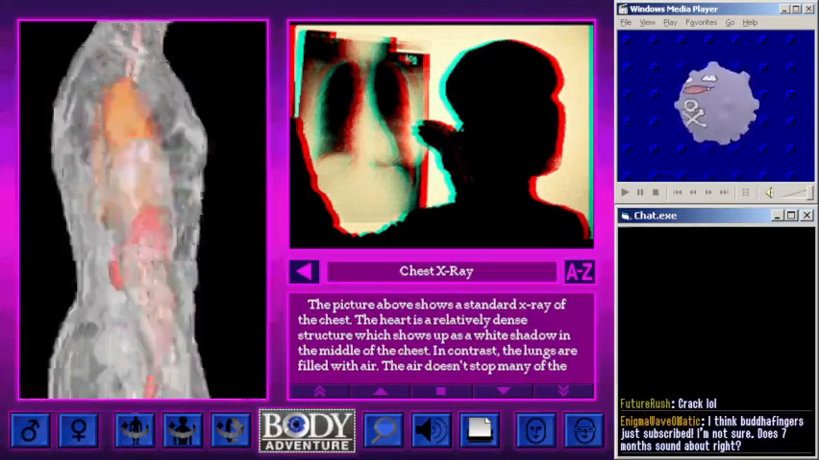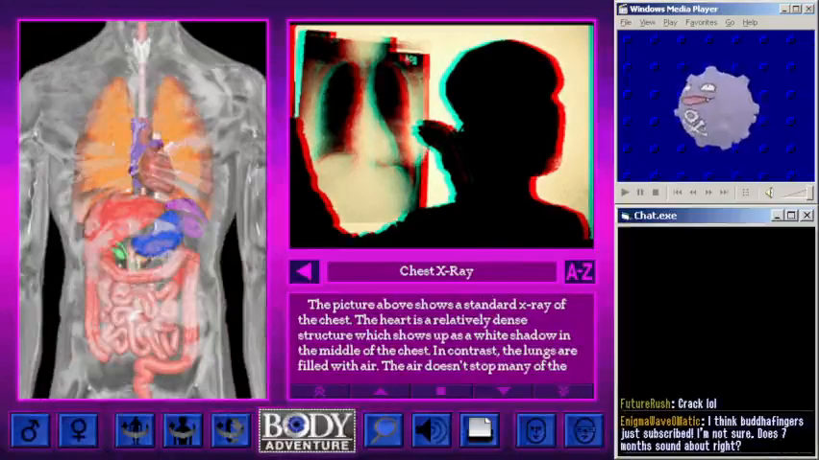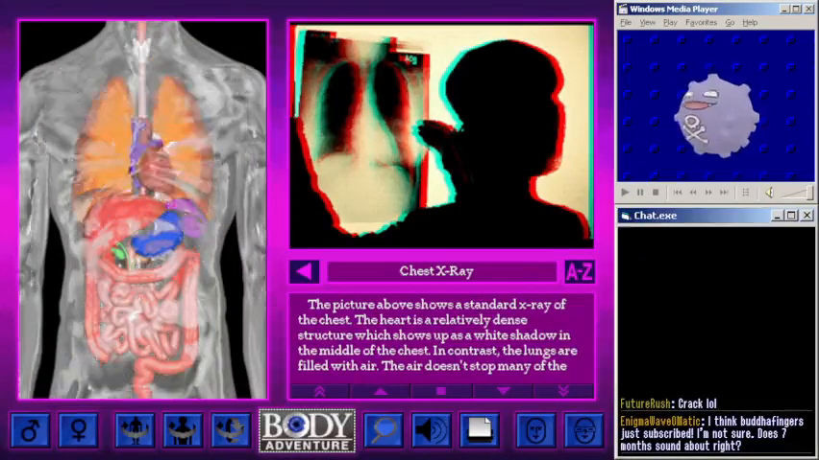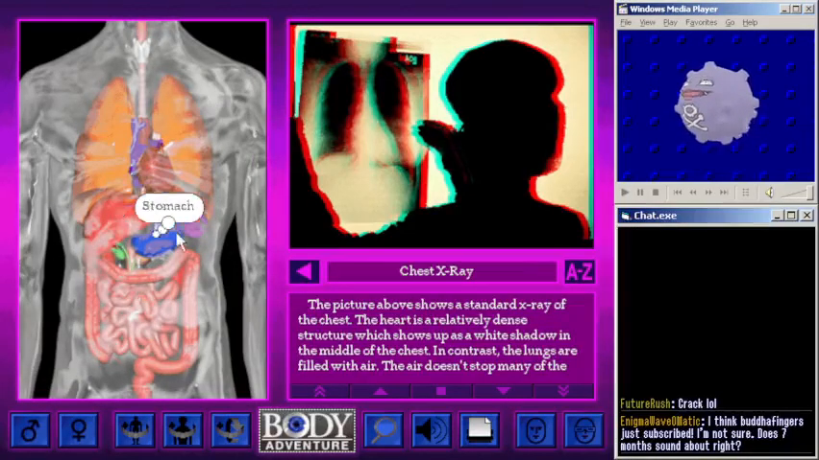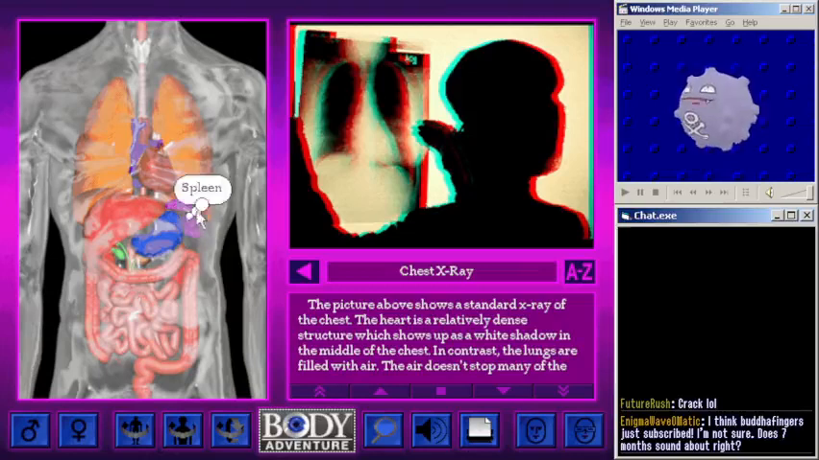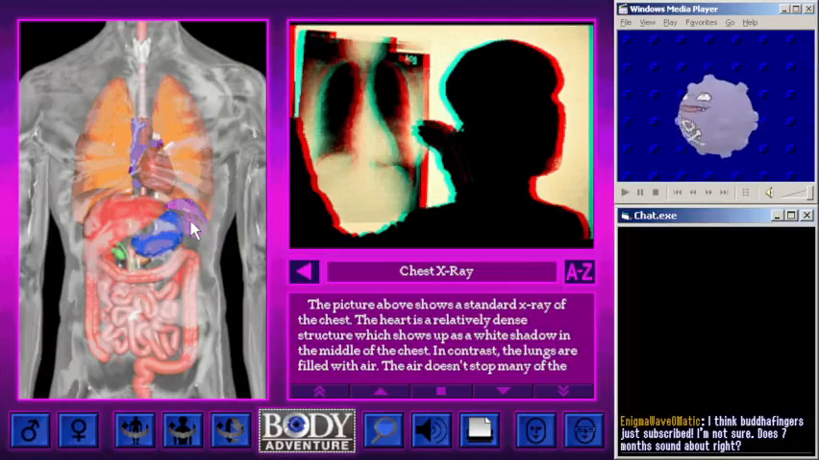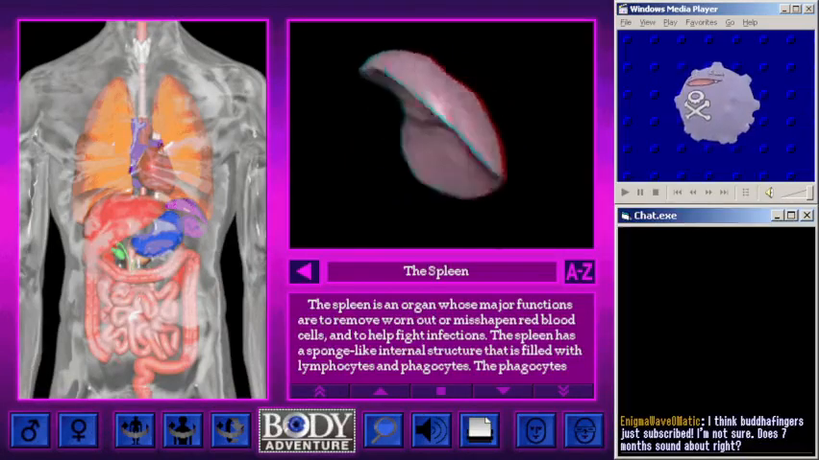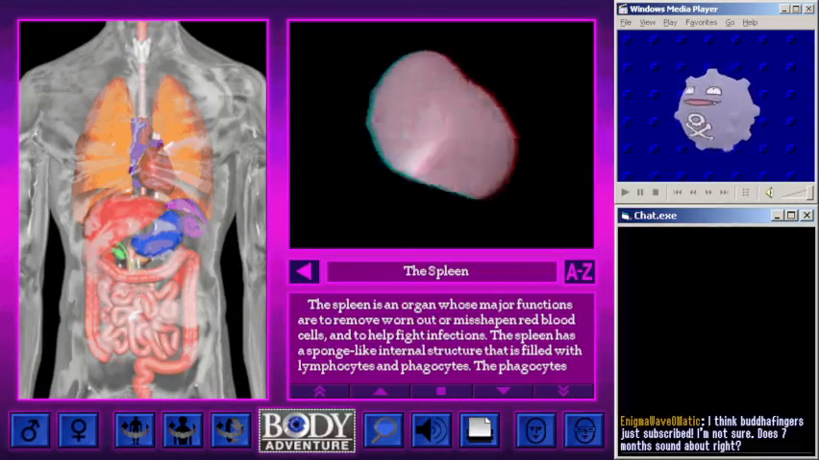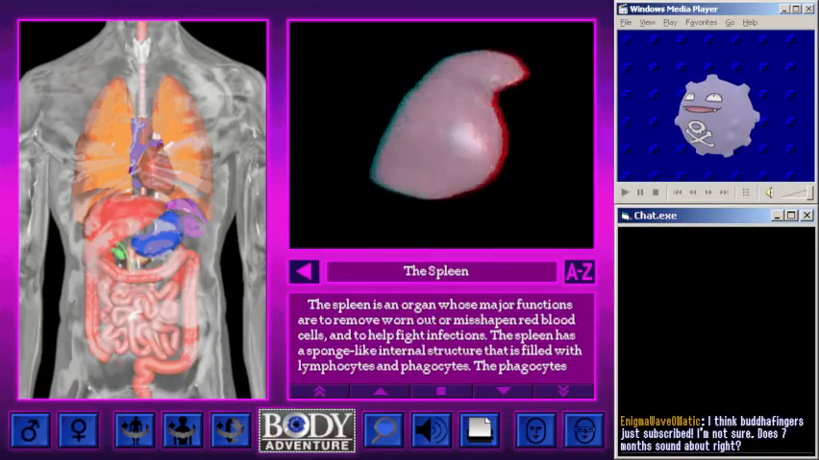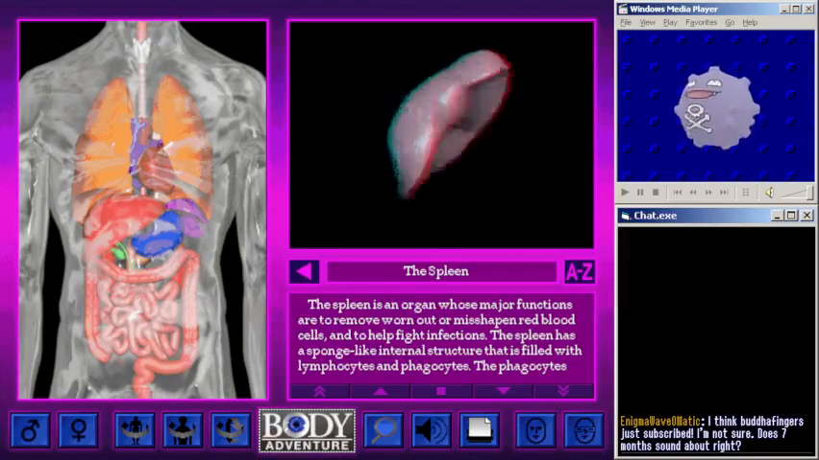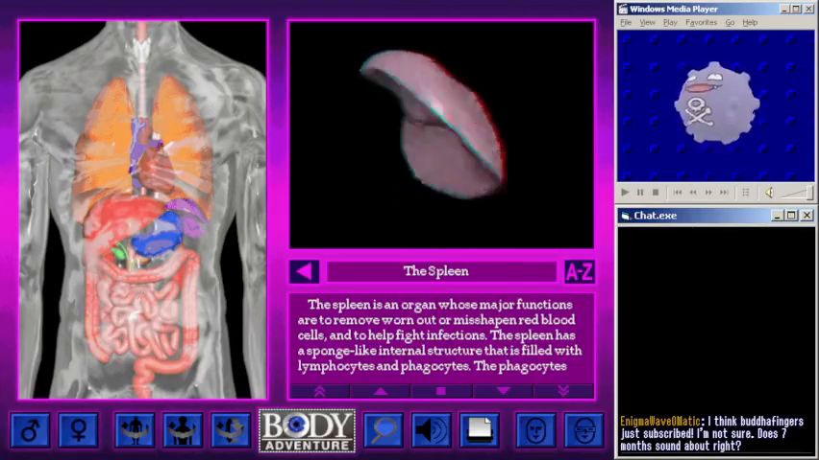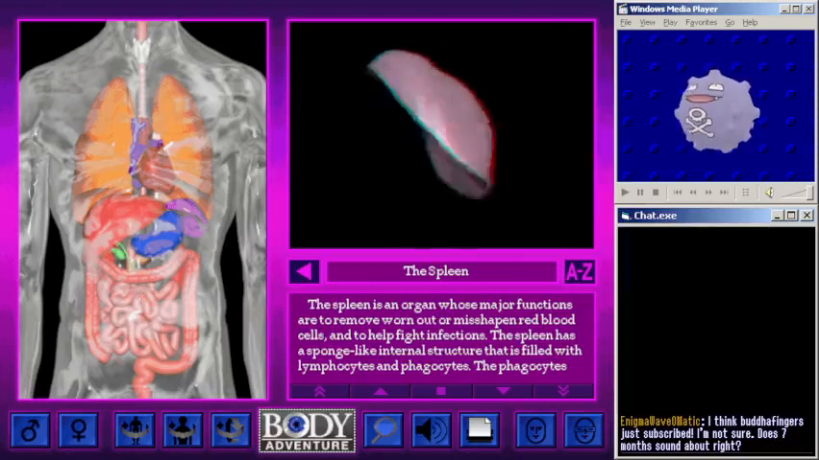All right, because you also have a more close-up view as well. Makes it kind of a little bit easier to just snag a specific organ you're interested in. Oh, spleen. We gotta listen to the one for spleen. Ooh, 3D spleen. Kind of looks like a chunk of chewing gum that somebody stuck to the bottom of a table at a restaurant.